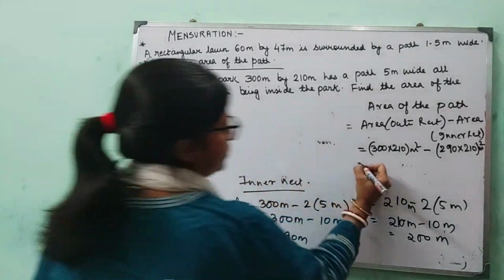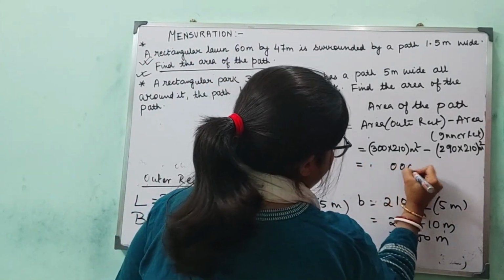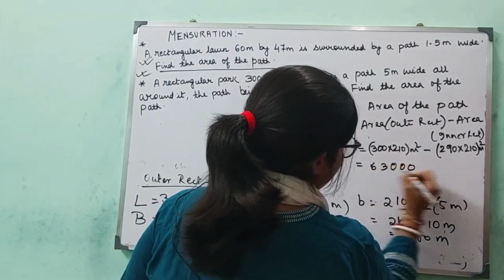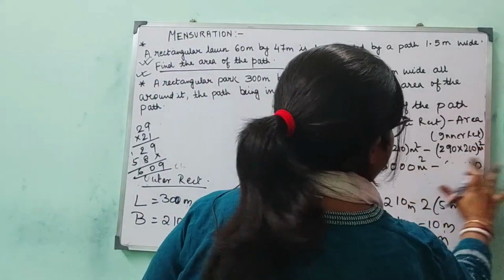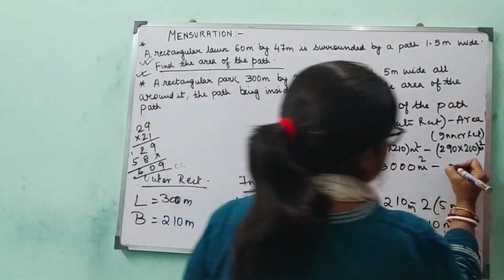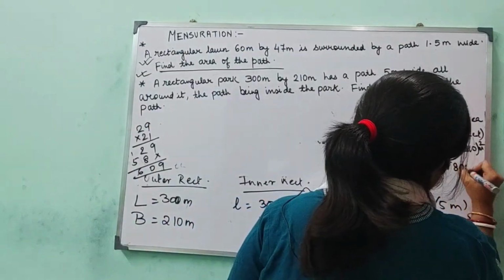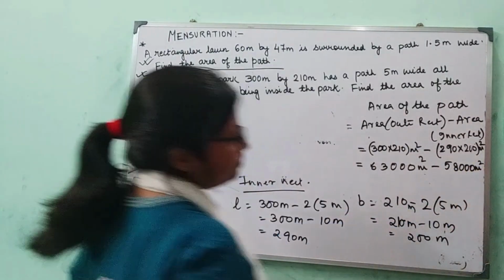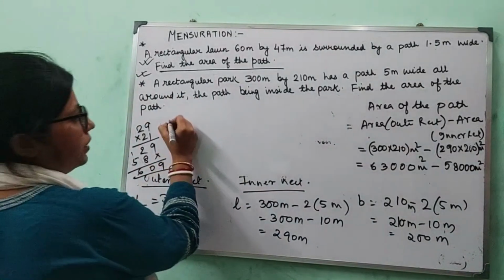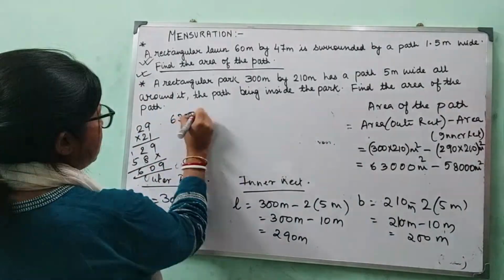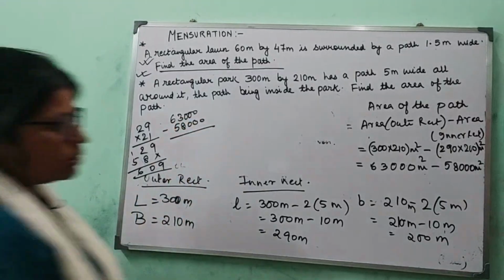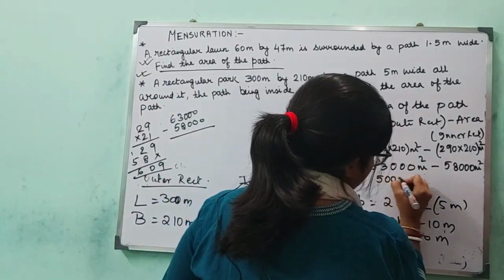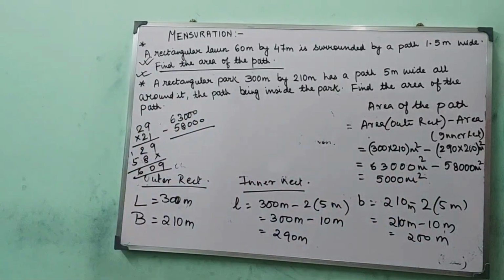So this is equal to, there's an error here, this is 200, sorry. So this is 58,000 meter square. Now we'll find the difference: 63,000 minus 58,000, that is 5,000 meter square. So that is the area of the path.